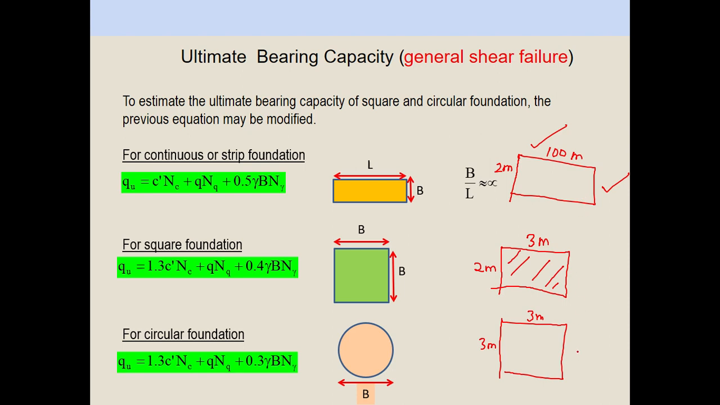Now we go to 3 meter times 3 meter. Yes, because this is a square foundation, so you can use the Terzaghi equation. What about this one, 2 meter times 3 meter?